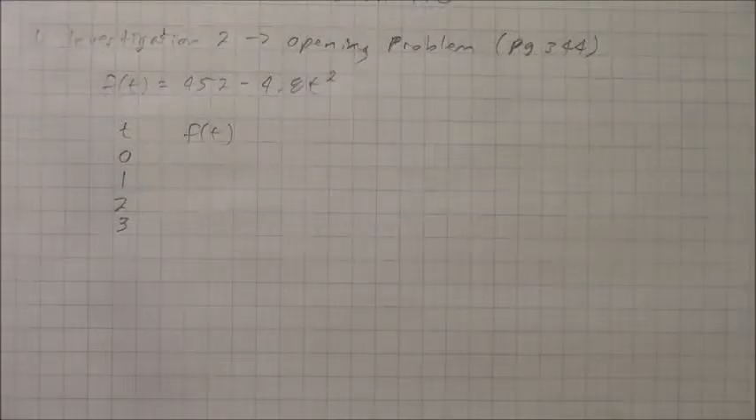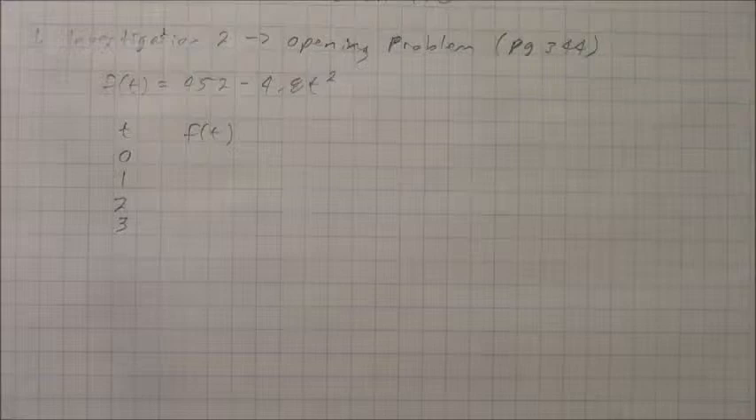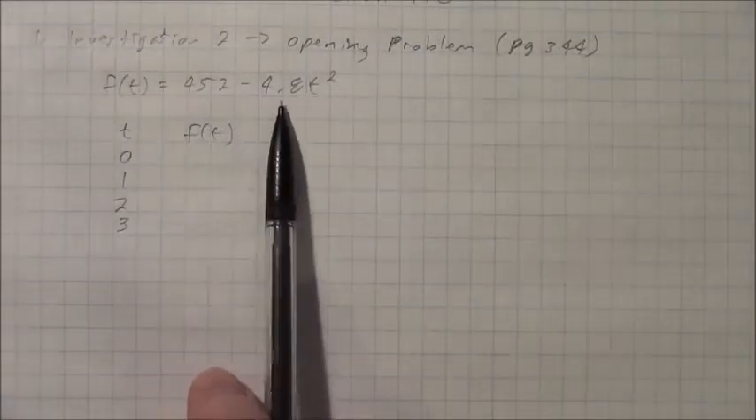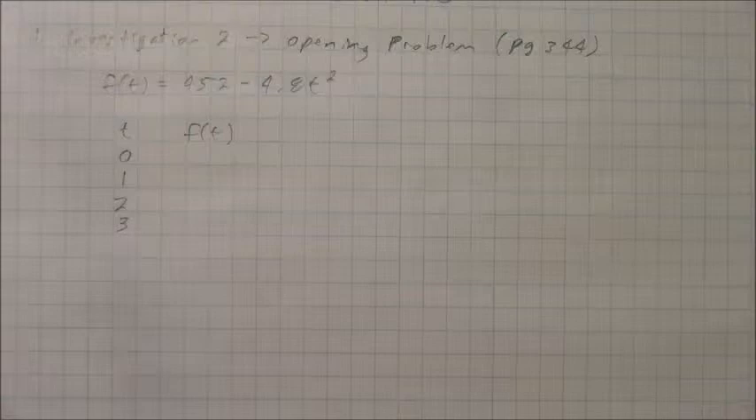Section 14C, question number 1. This question asks us to use investigation 2 in the section in order to help us solve the opening problem on page 344. In the opening problem, there is a base jumping competition, and the function of the base jumpers is f of t equals 452 minus 4.8 t squared.